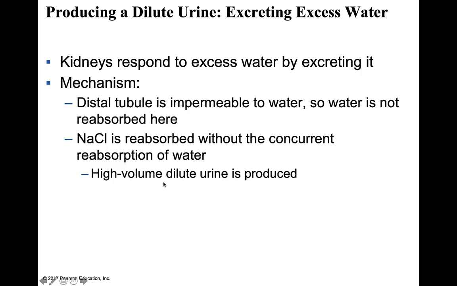And so when there's excess body water, the urine is going to be dilute and there'll be a large volume. Remember, what goes in must come out. So the kidneys respond by excreting it. The distal tubule is impermeable to water, so water is not reabsorbed here. Sodium chloride is reabsorbed without the concurrent reabsorption of water, resulting in a high volume dilute urine.